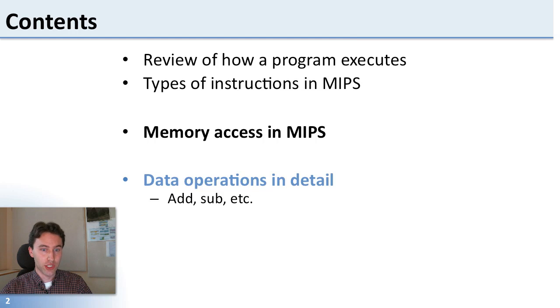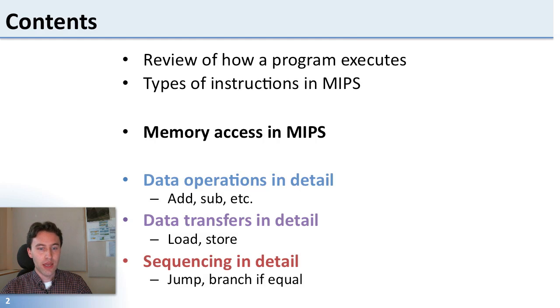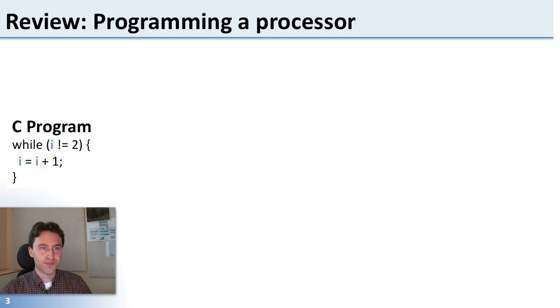First, data operations. These are addition, subtraction, and multiplication. Then we're going to talk about data transfers. So this is how do you get data from memory into your registers. And then finally we're going to talk about sequencing. That is, how do you control the flow of your program? This is branches and jumps.